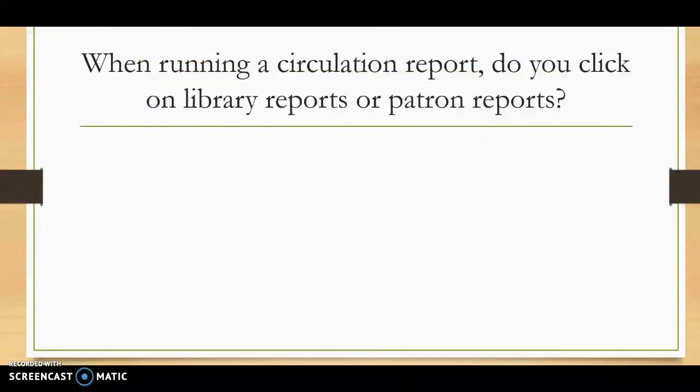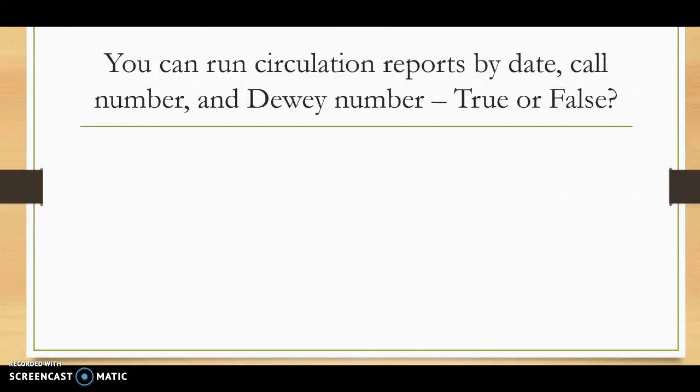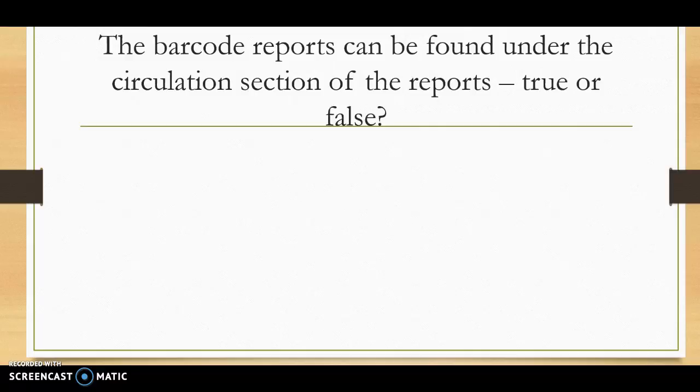When running a circulation report, do you click on Library Reports or Patron Reports? What 2 types of inventory reports can you run? You can run circulation reports by date, call number, and Dewey number. True or false? The barcode reports can be found under the circulation section of the reports. True or false?